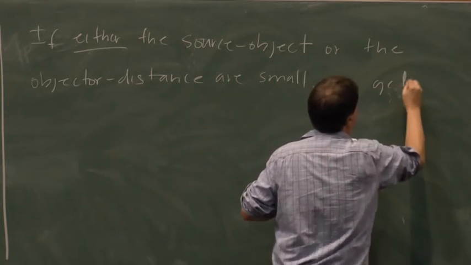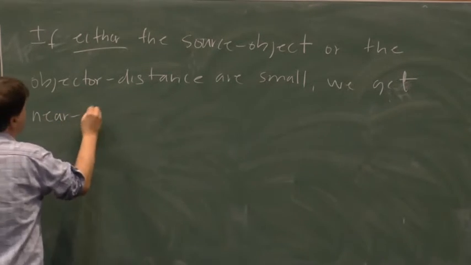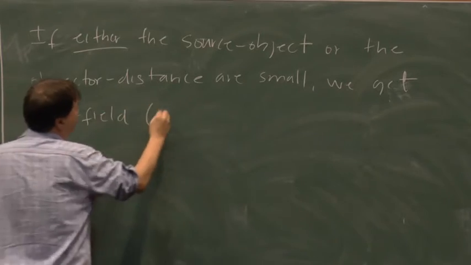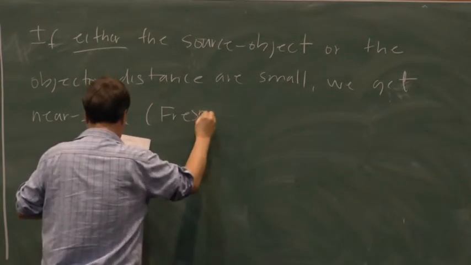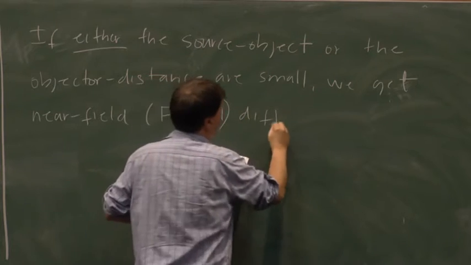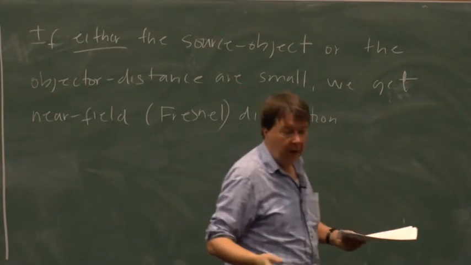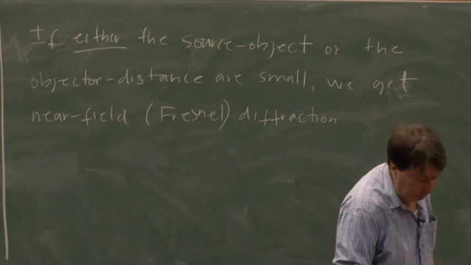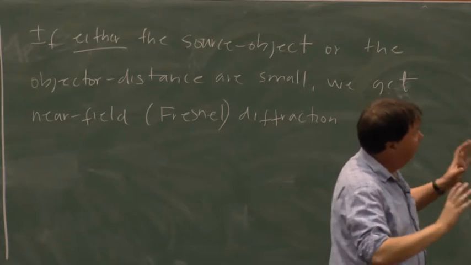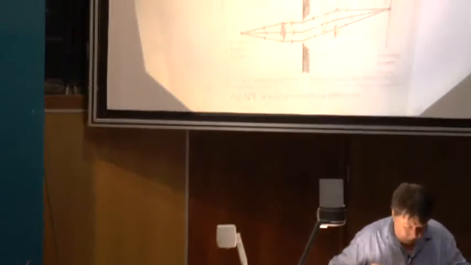and I say this is much more difficult to study mathematically, it's called near field or Fresnel diffraction. So these are just names, if you like, and that's how we label what we're studying. So we've got these two types of diffraction, the near field and the far field diffraction.